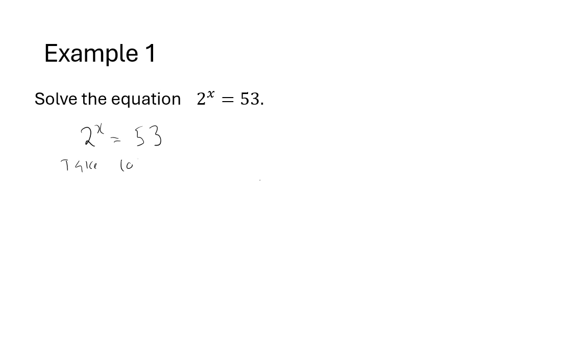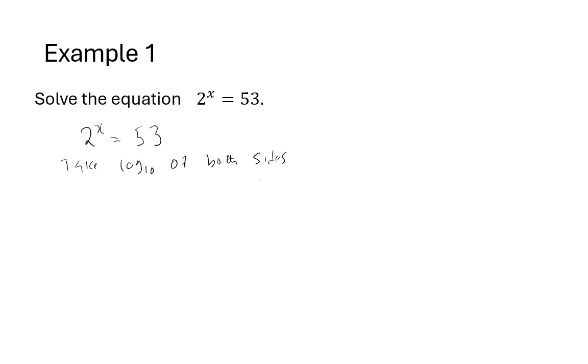So our first example is solve the equation 2 raised to the power of x is equal to 53. If you want to solve this, the first step is let's write it down: 2 power x is equal to 53. After we write it down, the next step, whenever you have this kind of indices, a number raised to the power of unknown x, is to take log of both sides. Take log with base 10 of both sides.